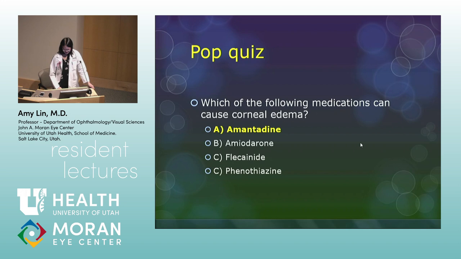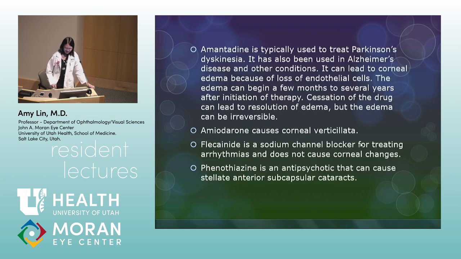Amantadine is typically used to treat Parkinson's dyskinesia, and has also been used in Alzheimer's and other conditions. It can lead to corneal edema because of a loss of endothelial cells. The edema can begin a few months or even several years after the initiation of therapy. Cessation of the drug can lead to resolution of the edema, but the edema can be irreversible.